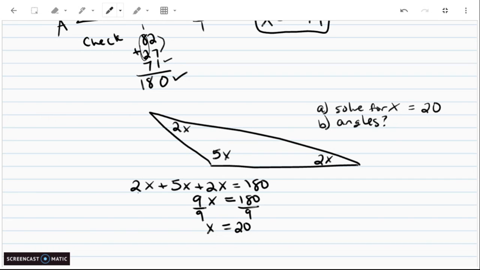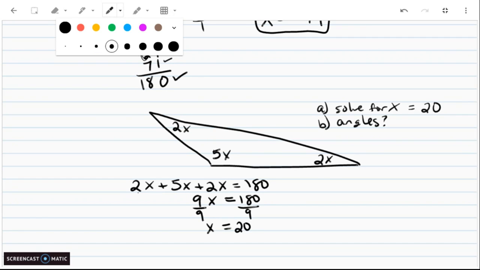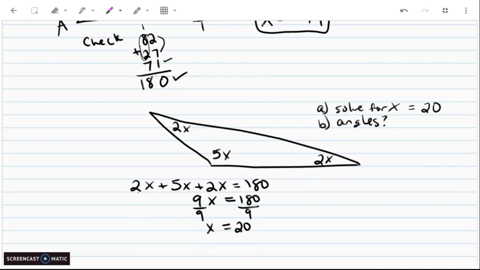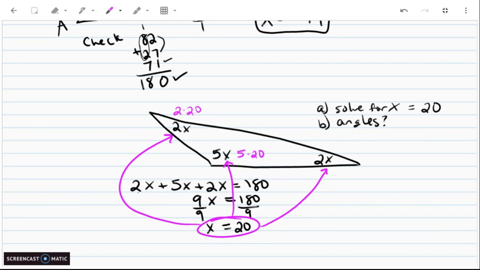So now I'm going to change colors at this point. And so now, if I know x is 20, I'm going to substitute that in for each of my angles. So x is 20, and I'm going to multiply each number times 20. Here, here, and here. And so I have 2 times 20, I have 5 times 20, and then I have 2 times 20.